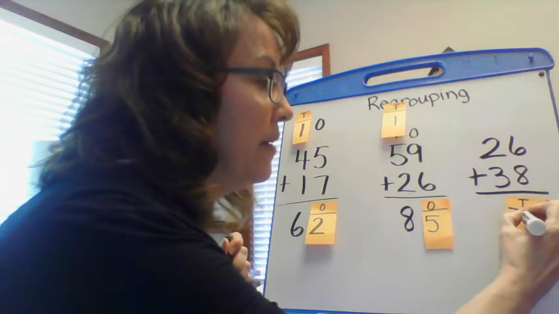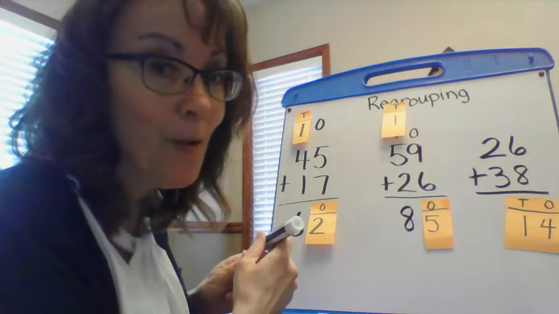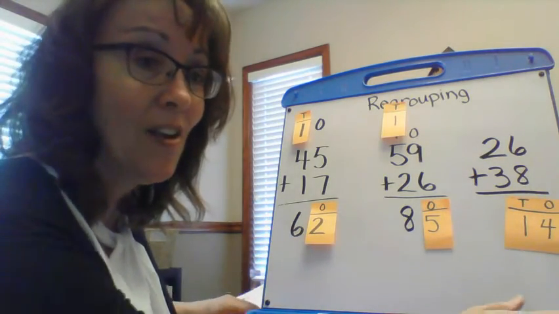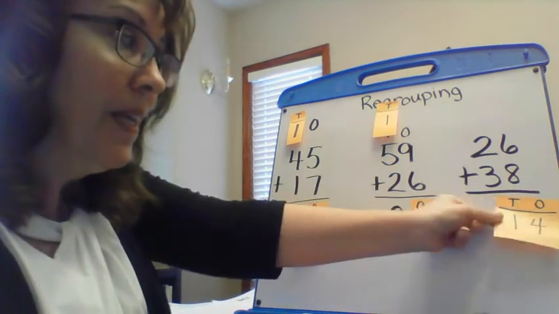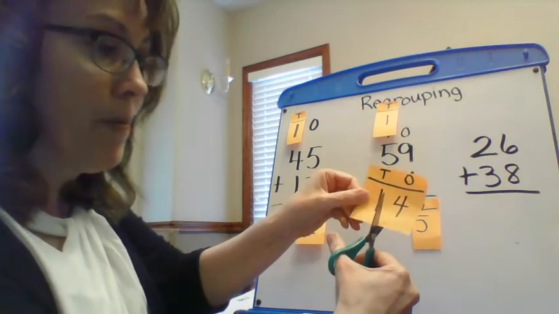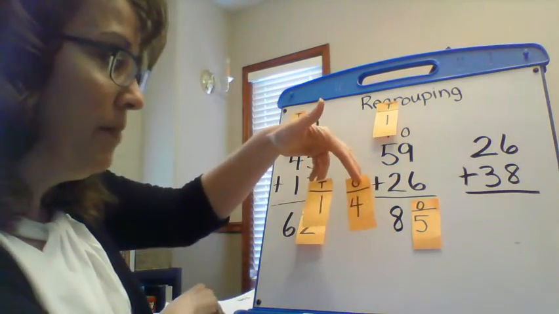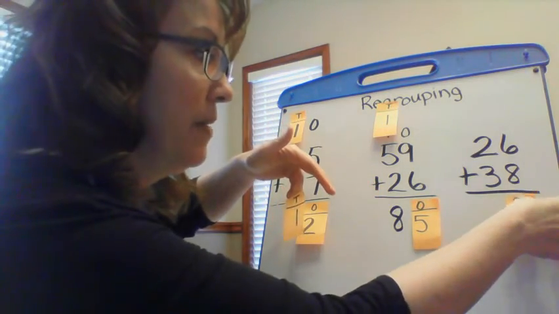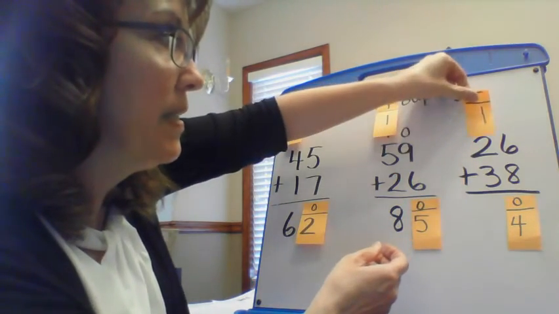One group of 10, 4 ones. But can I keep that group of 10 in my ones place? I cannot. So I'm going to take my scissors and cut my number apart right down the middle. So now I have my ones and my tens. My 4 goes into the ones place because it's a ones. And my group of 10 goes into the tens place.